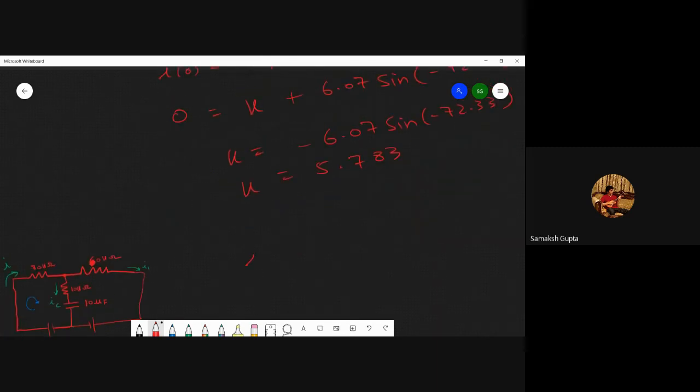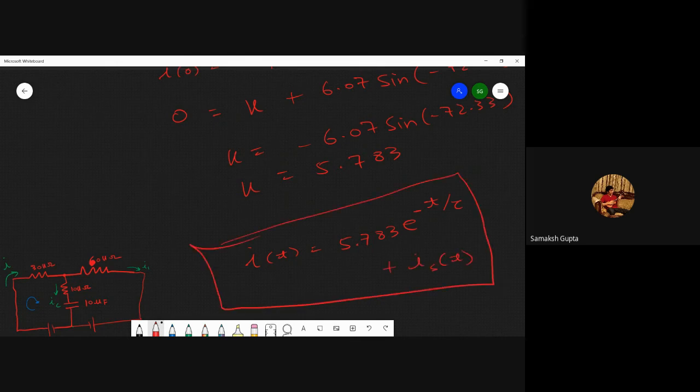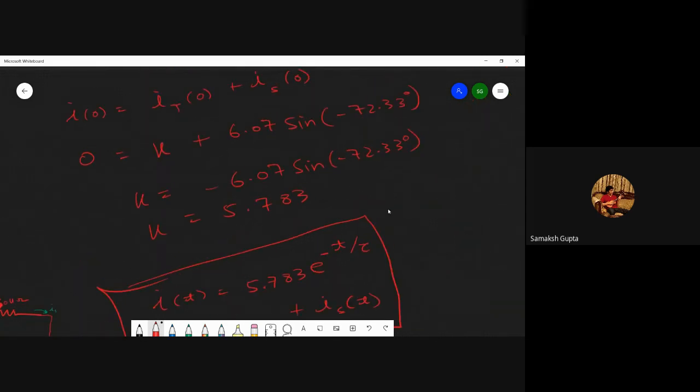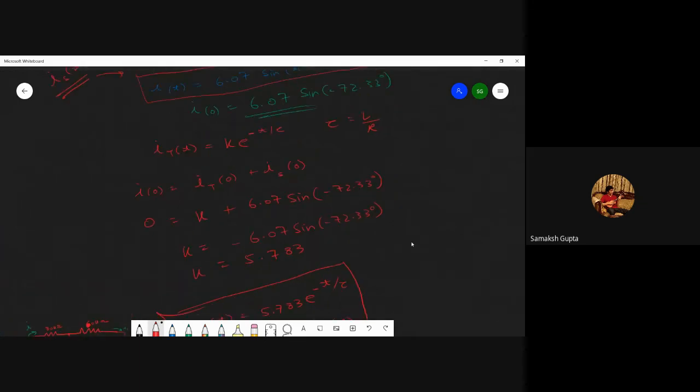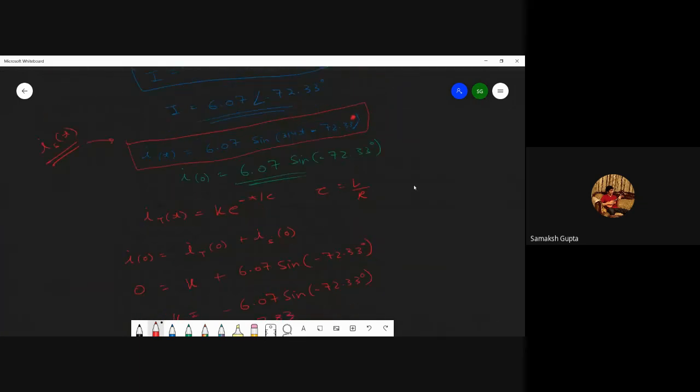And your overall expression for current would become 5.783 e to the power minus t by tau plus the steady state current that we found. So this will be your answer. If you right now don't understand how these conversions are working, I'll show you in the end using some tools. And for theory, it will be covered in lecture.